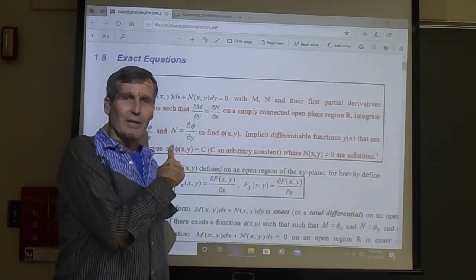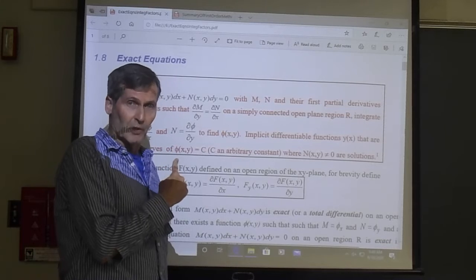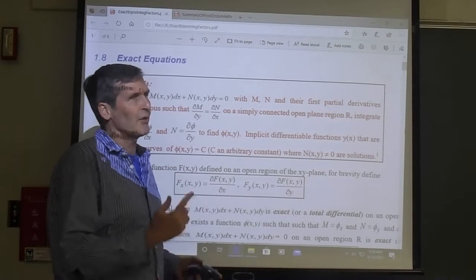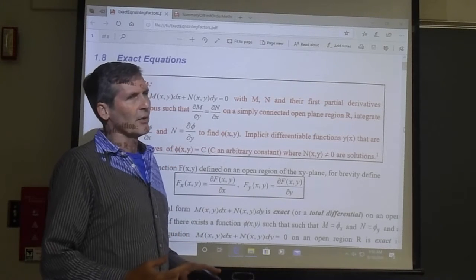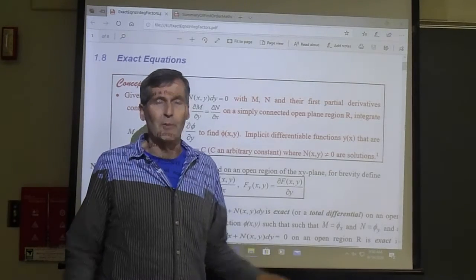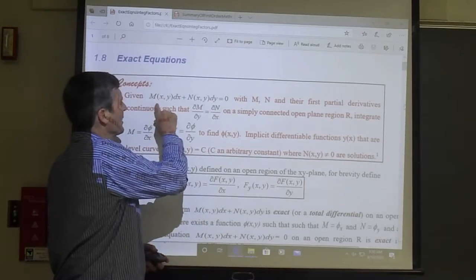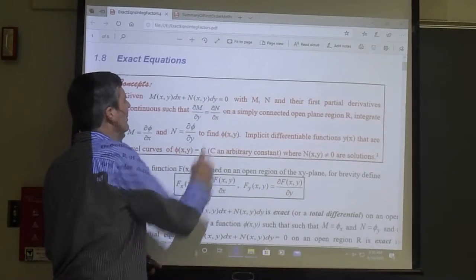Exact equations. This is going to pull together all our other methods for first order equations we've been doing, because if you really think about it, in all the equations so far, you're trying to get the equation into some form that you can integrate it. That's what an exact equation is.